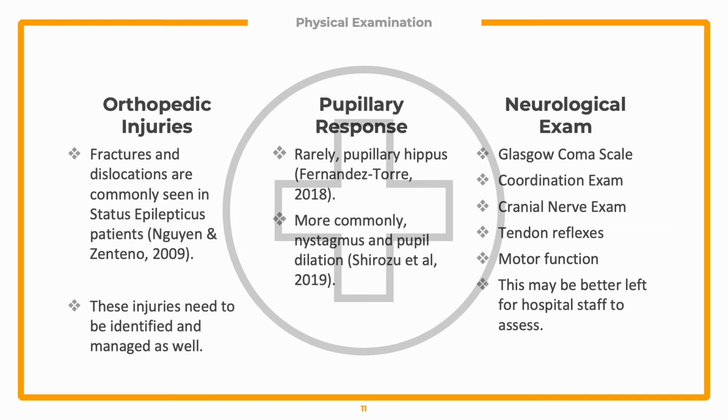A full neurological examination in the actively seizing patient is going to prove pretty hard. Therefore, once the seizure is managed, a neurological examination should be conducted. This should include a GCS, coordination exam, cranial nerve exam, reflexes, and motor function. However, in a heavily managed patient, this is going to prove pretty difficult and may not change our treatment. Therefore, it probably should be left for the hospital staff to conduct.